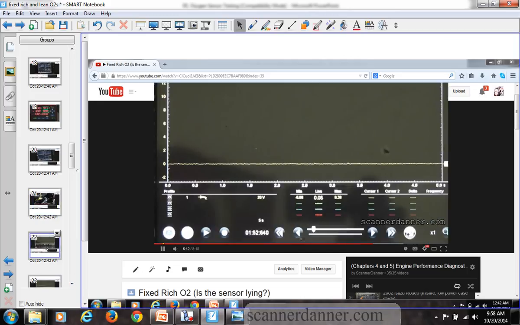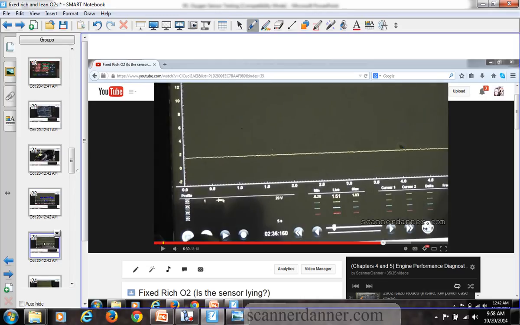This is my signal ground, it's 0.05. What's the spec I've been giving you guys for signal ground wires so far this term? Signal grounds equal 100 millivolts or less. 0.05 is my number here. How's that sensor ground? Sensor ground is good.